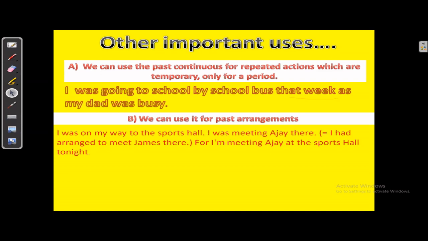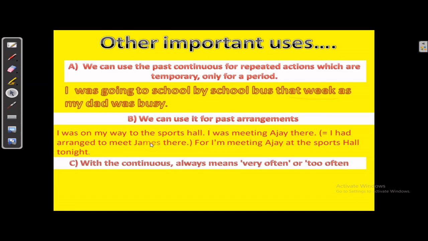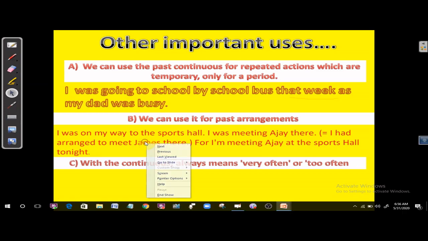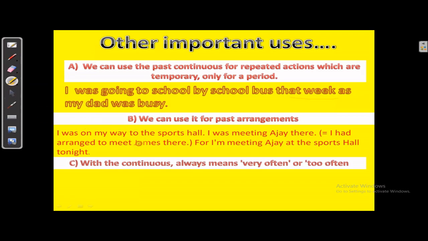Let's see. I was on my way to the sports hall. I was meeting Ajay there. So I had arranged to meet James there. Okay, actually that's a mistake. I would say that it's not James, it would be Ajay. So here you can keep one person's name. Let me clarify this. Let me mark it as a mistake. Here should come Ajay.